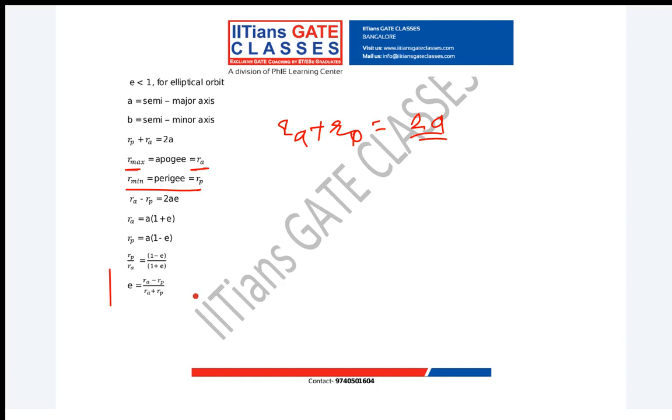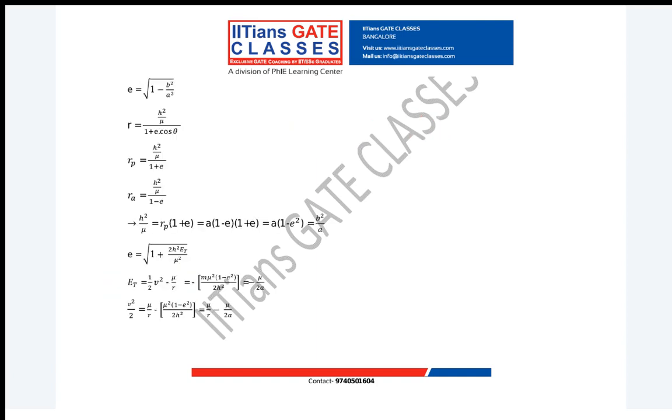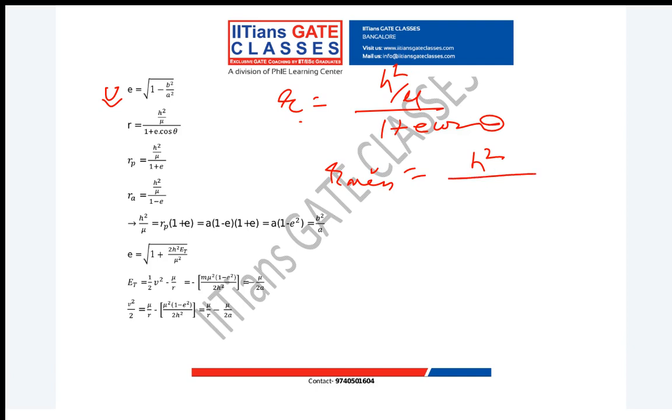So here you can see this formula, which I have already written, and E I have also written. For an elliptical orbit, R is H square by mu upon 1 plus E cos theta. Now R minimum, if you write, will be H square upon 1 plus E, since 1 plus E is maximum when theta is 0. What is the maximum when theta is 180 degrees? So R max, which is apogee, is H square upon 1 minus E.